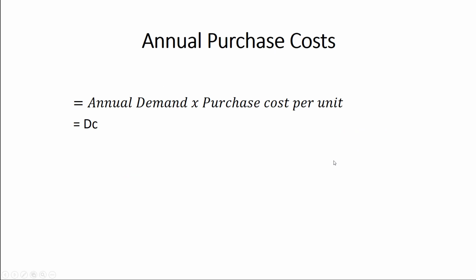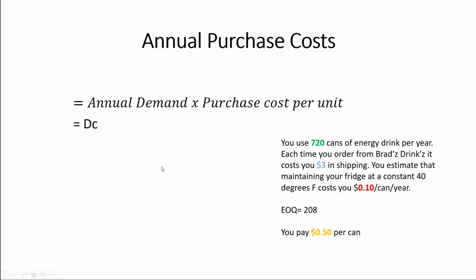therefore that electrical bill is a little bit less. Annual purchase cost, this is the simplest one, is simply annual demand times the purchase cost per unit. So we'll go ahead and work through this one. We have 720 cans of energy drink, and we pay 50 cents per can. There you go. And we get $360.